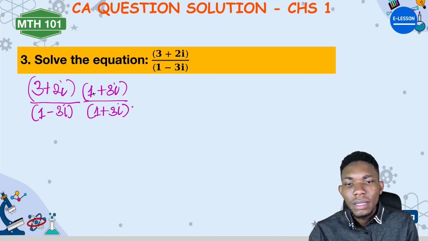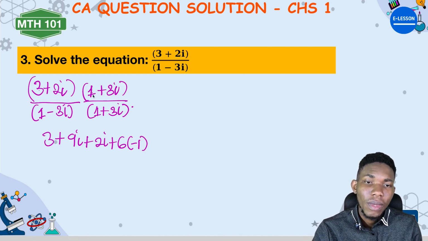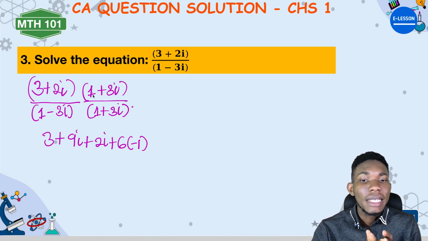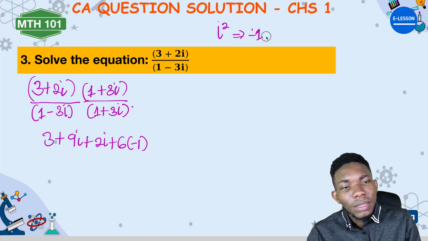Now, 3 times 1 will give us 3, plus 3 times 3i will give us 9i, plus 2i times 1 will give us 2i, 2i times 3i will give us 6i squared. I times i is always i squared. I squared is minus 1. I explained something like this in class. I times i squared is what? Minus 1. All right?